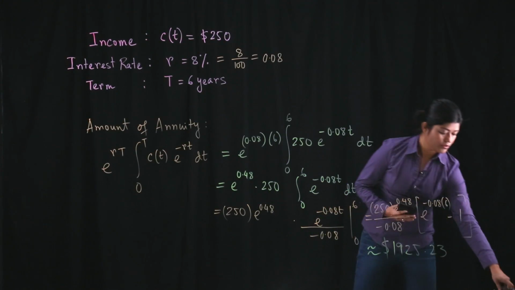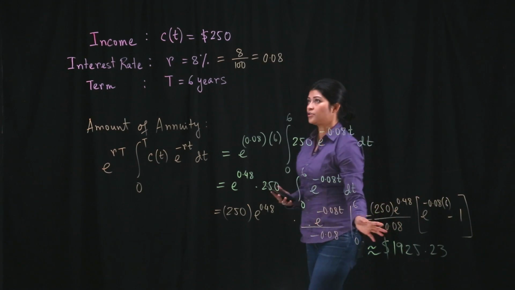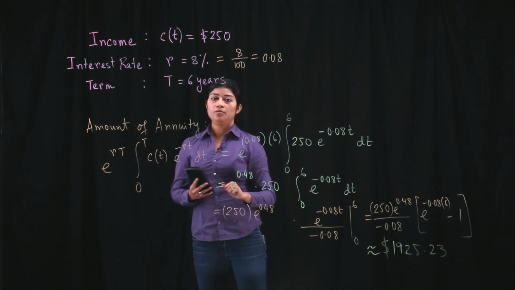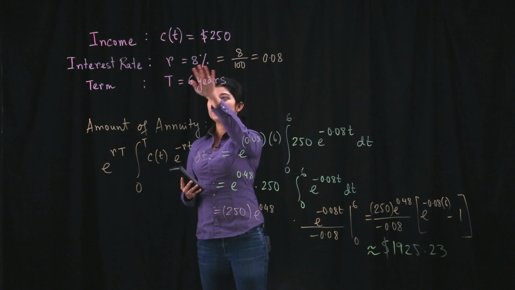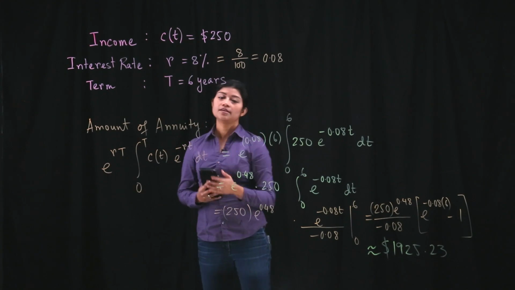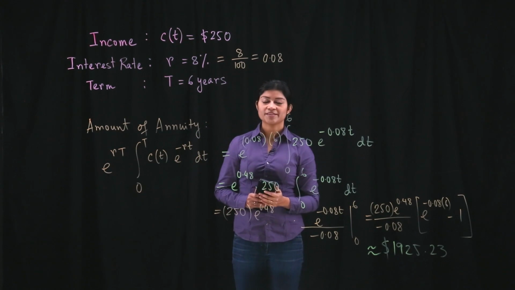Okay, so that's the amount of annuity when you have an income of $250 at this interest rate of 8% for 6 years. That completes the problem. Thank you.